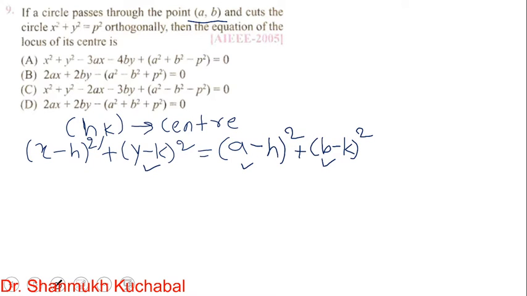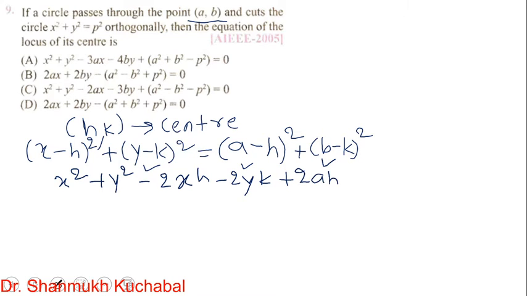So we have to simplify it and take everything to the LHS, so we get x square plus y square minus 2xh minus 2yk plus 2ah plus 2bk minus a square minus b square equal to 0.